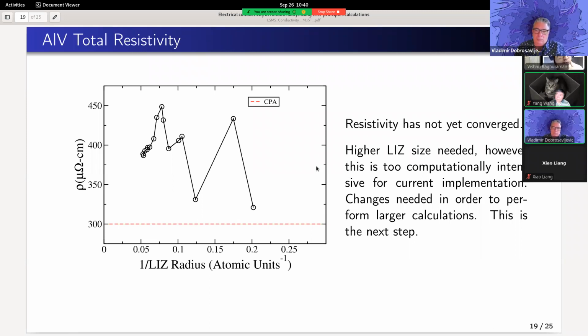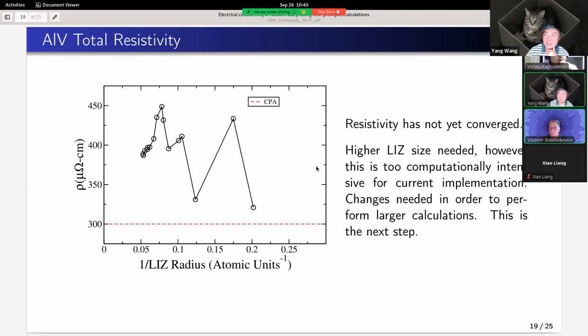Yeah, that's a good idea to put an effective medium outside the LIZ. Which I don't think is that hard. You don't have to optimize the medium in a fancy way. You could just put the CPA effective medium. Yeah, that's true. We'll be working on it. There's a method called PCPA, polymorphous CPA. That's what we intend to implement. That method has been available for many years. Now we need to implement this.